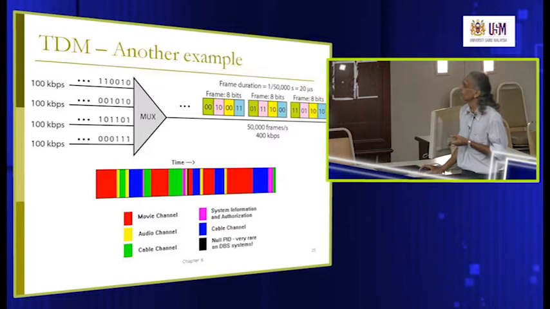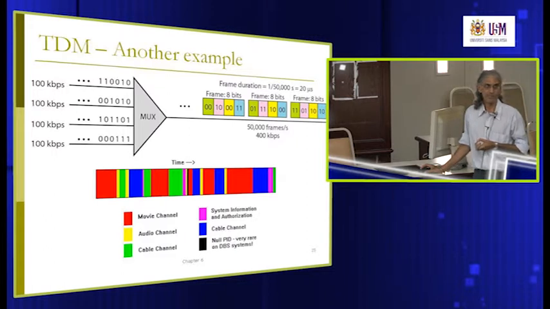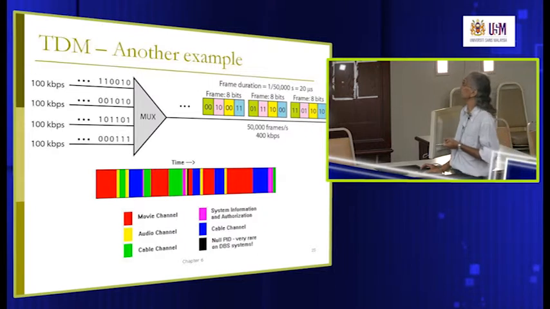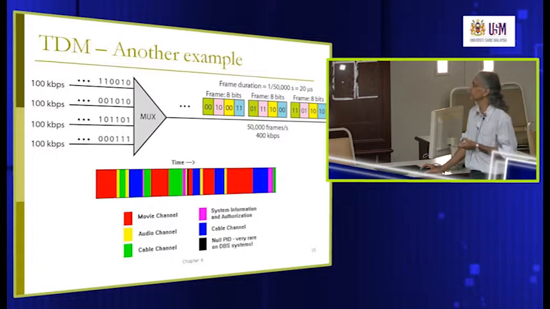Right? So now, if our input rate is 100 kilobits per second for 4 individual lines, our output bit rate is also 4 times this, so it's 400 kilobits per second. How many frames do we need to send? Each frame is 8 bits, so 400,000 bits per second, you divide by 8, you get 50,000 frames per second. This is the bit rate, each frame is 8 bits, so 400,000 divided by 8 is 50,000.